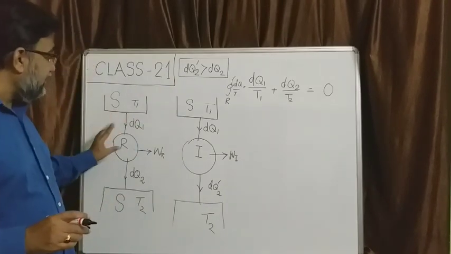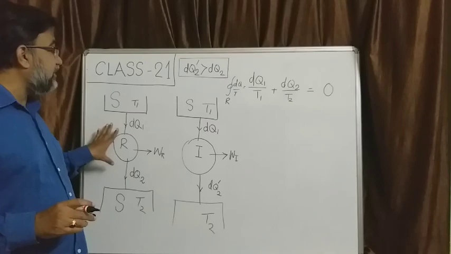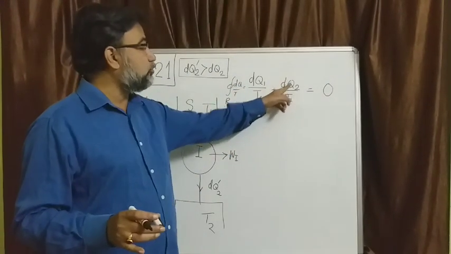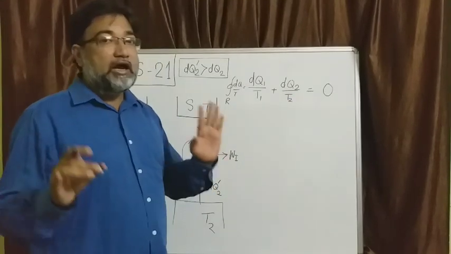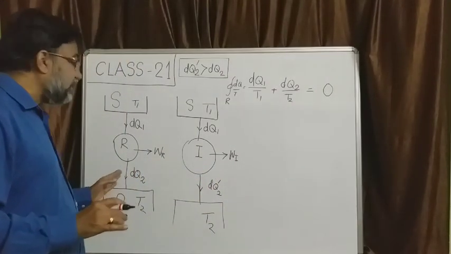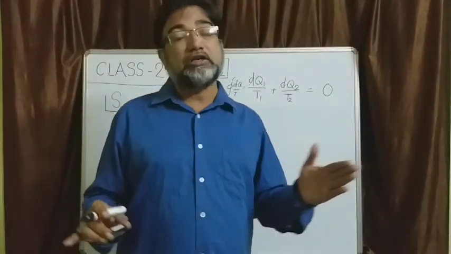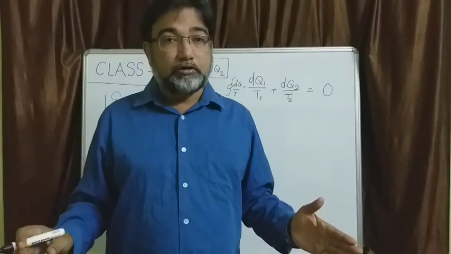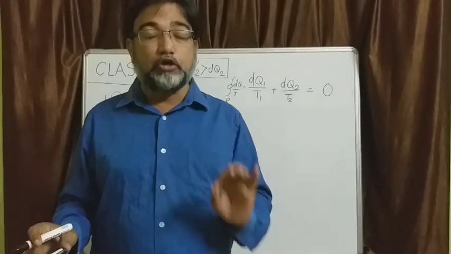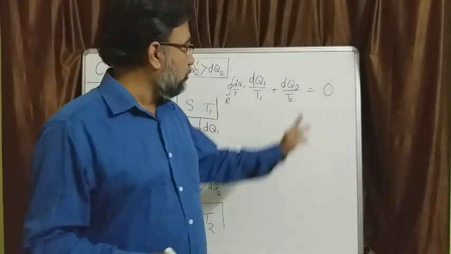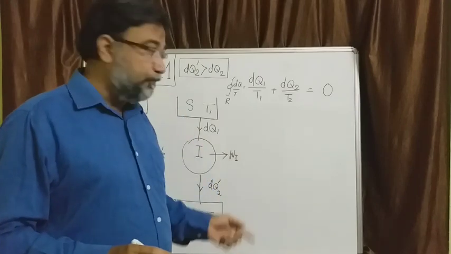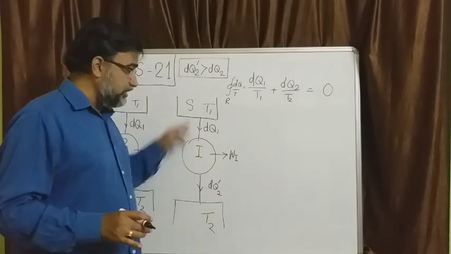Now the cyclic integral of dq by t for this cycle will be the summation of all dq by t terms. So dq1 by t1 plus dq2 by t2 is equal to 0. I can write this equal to 0 because I know this is a reversible cycle, and for a reversible cycle, in the last class we already developed the equation that the cyclic integral of dq by t is equal to 0. But the question now is, can I write the same thing for an irreversible cycle represented by this diagram?